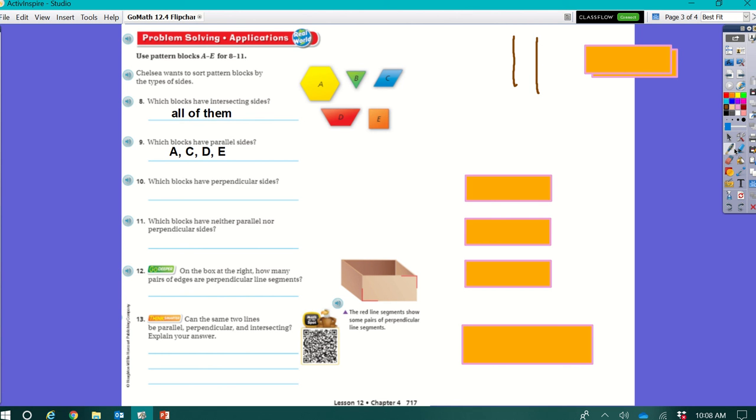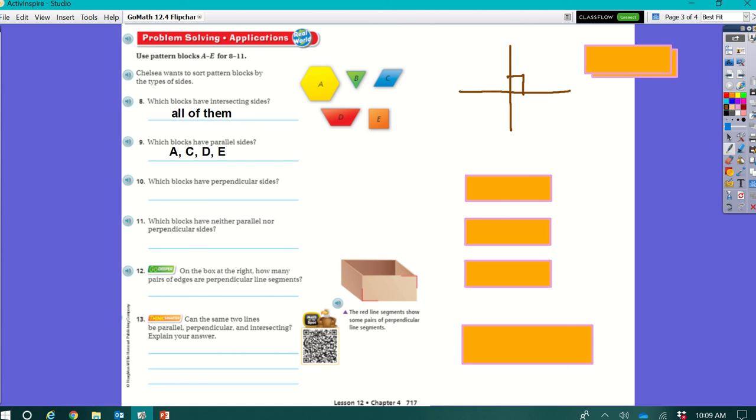It says, which blocks have perpendicular sides? Okay, well, we know that perpendicular means that they are not only intersecting, but that they make a right angle where they meet. So perpendicular looks something like this. They are lines that cross, but they also make that right angle, that 90-degree angle, perfect box where they meet. So let's go ahead and look at the shapes. So again, if you want to do it on your own, press pause and try it on your own, and then press play when you've looked through them.